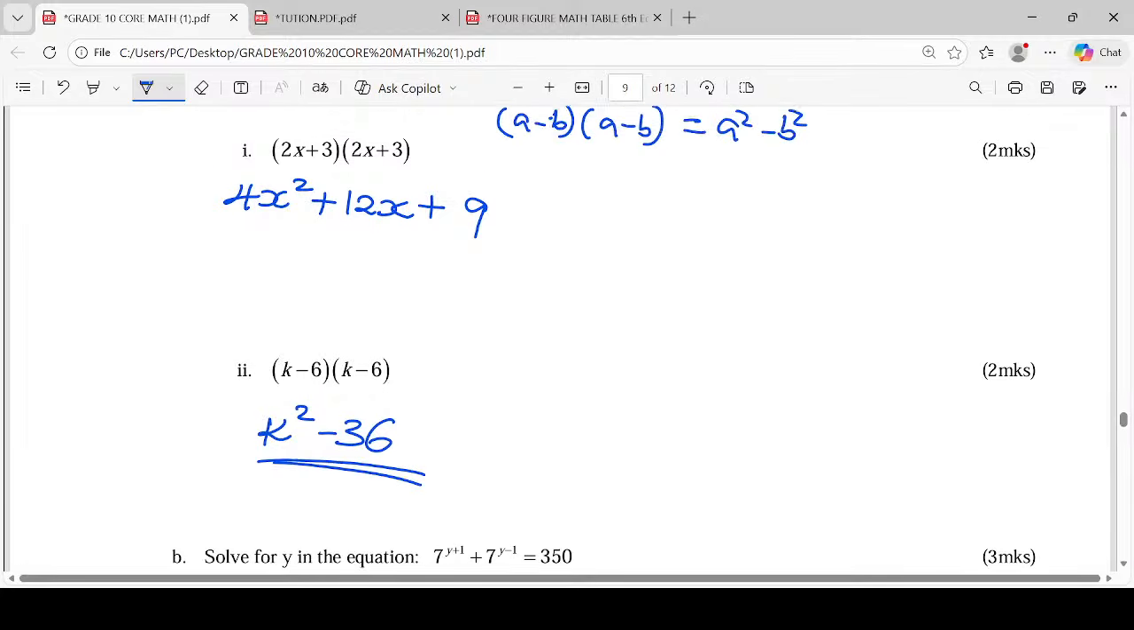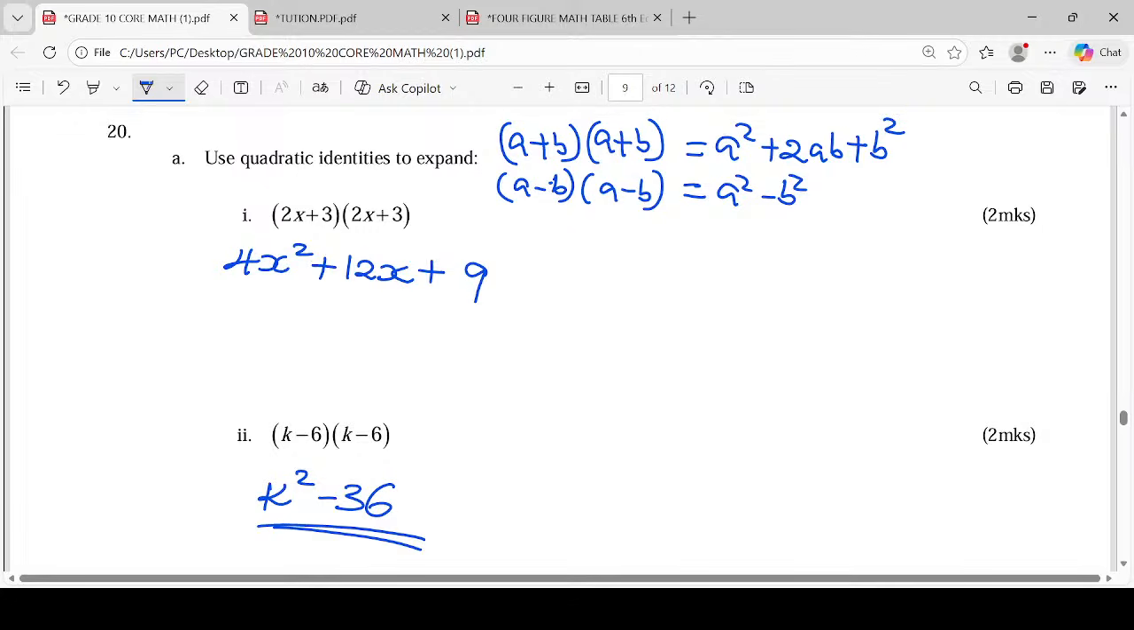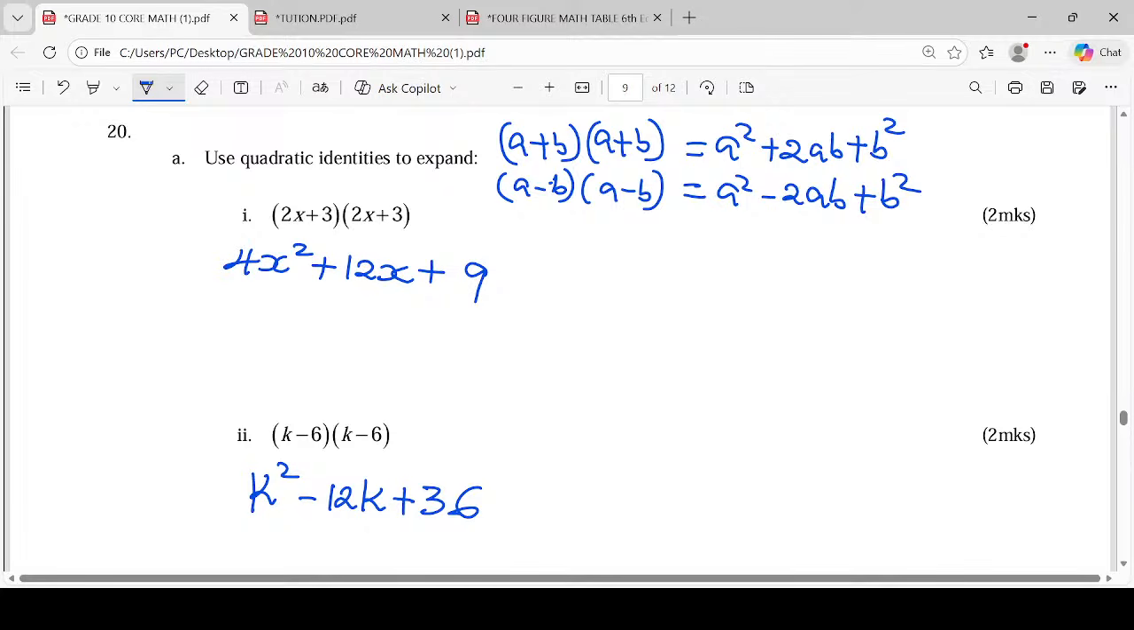Not really, difference of 2 squares. This one is wrongly written. I'm not convinced with this one. When you have a minus b, this should have been written like this. We normally have this as a squared minus 2ab plus b squared. Apologies for that. So bringing it here, this is going to be k squared minus 12k plus 36. That is how you could have responded to that question.